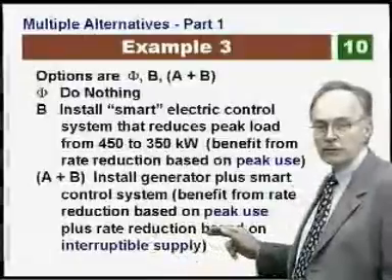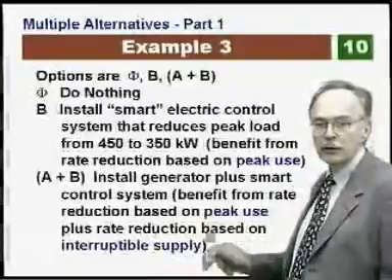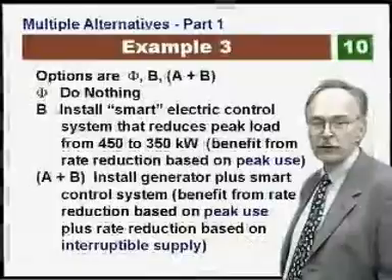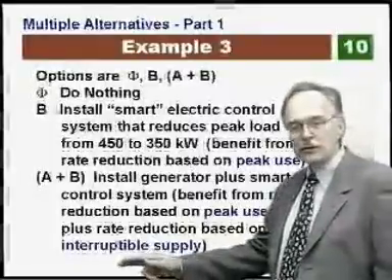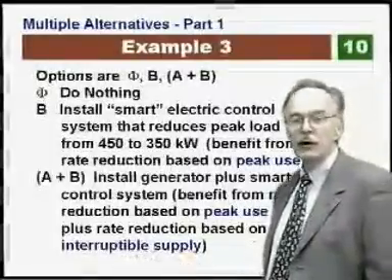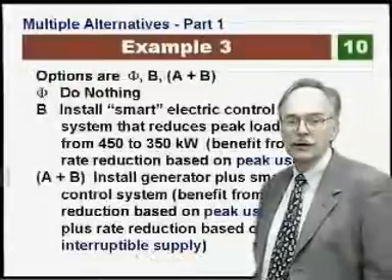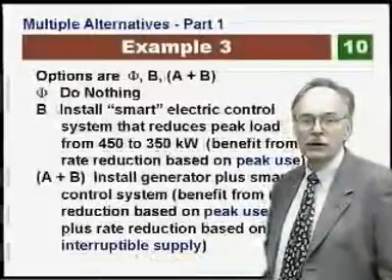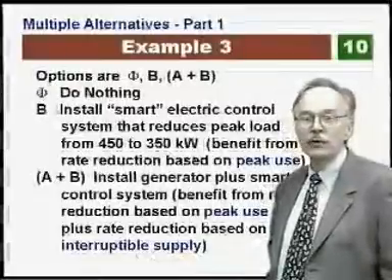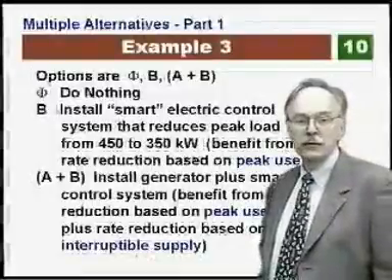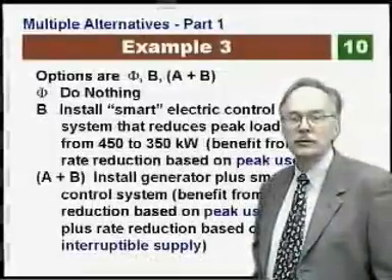And there we get two benefits in the power bill. One is we get the reduction based on the reduced peak load from 450 to 350 kilowatts. And the other is we get a reduction because we now have an interruptible supply, and that can translate into a lot of money. In fact, there are power companies that are offering strong financial incentives for companies to install such standby generators.